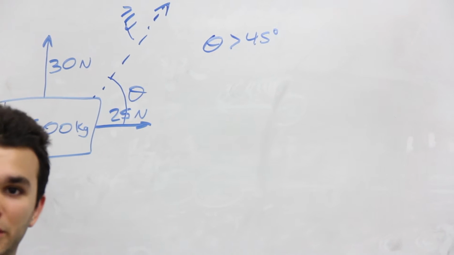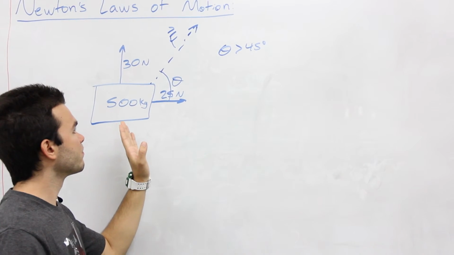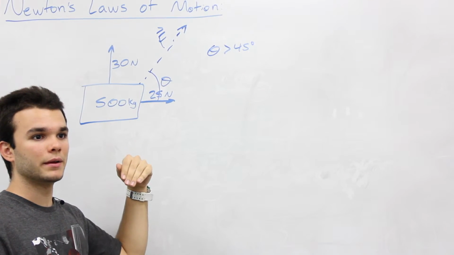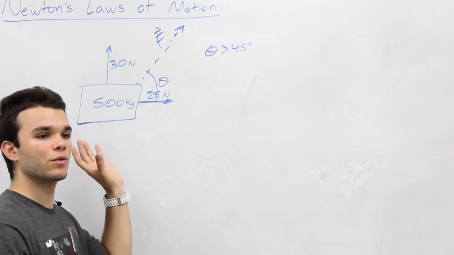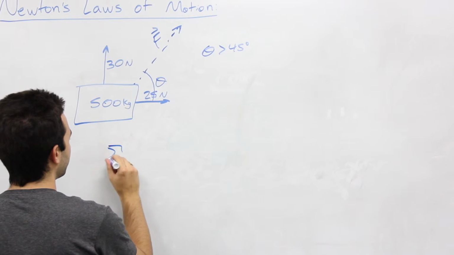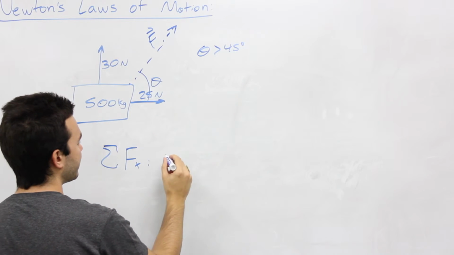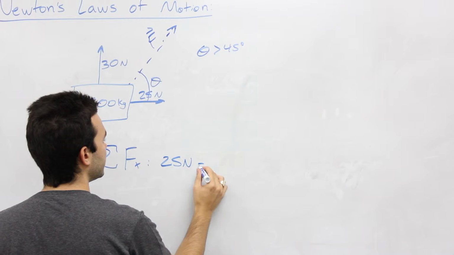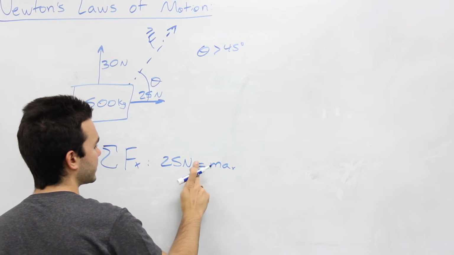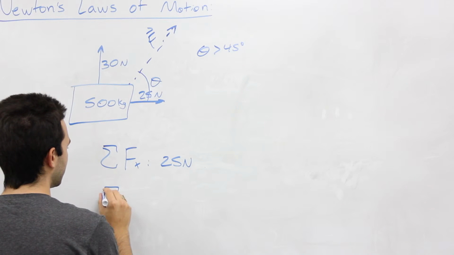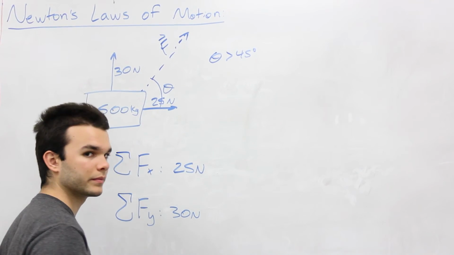All right, so now let's do actual calculations. So the way we describe the forces on the x and the y is by adding them. Not to each other, but the x's with the x's and the y's with the y's. So the sum of the forces in the x direction would be just 25 newtons, equal to max. Or just Fx, we could leave it at that. The sum of the forces in the y direction is equal to 30 newtons.